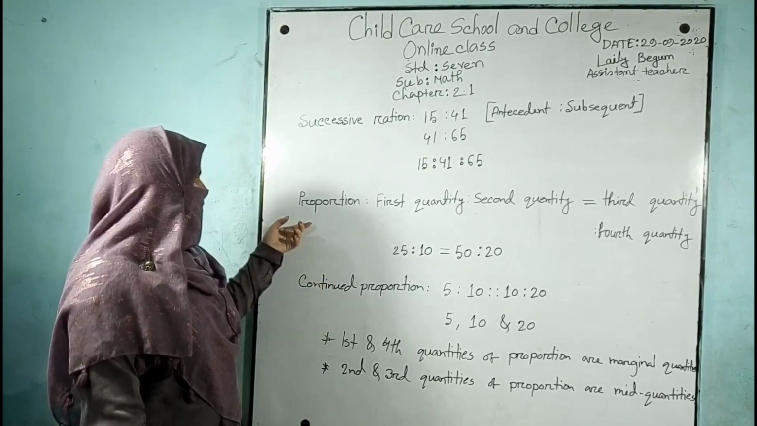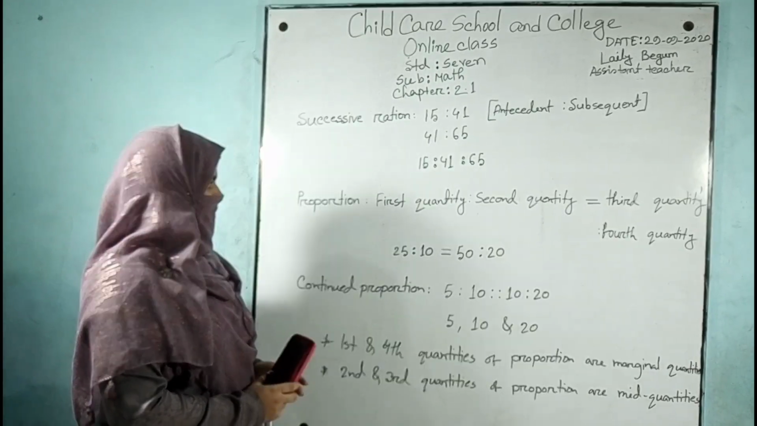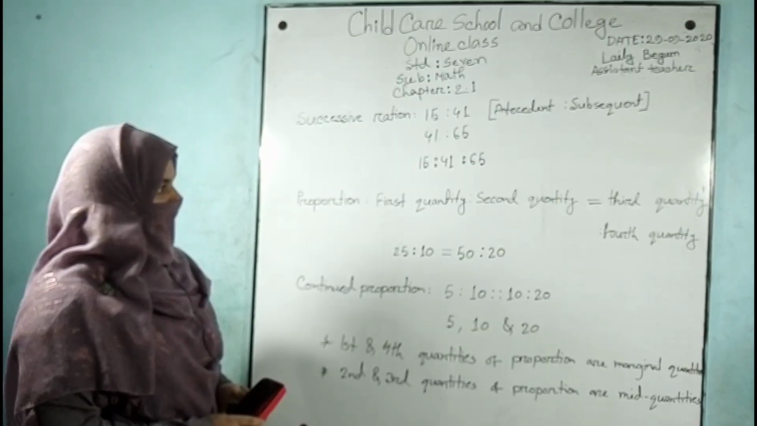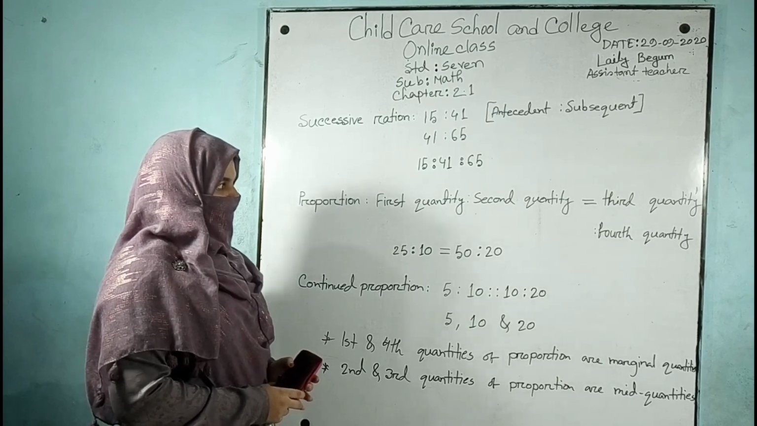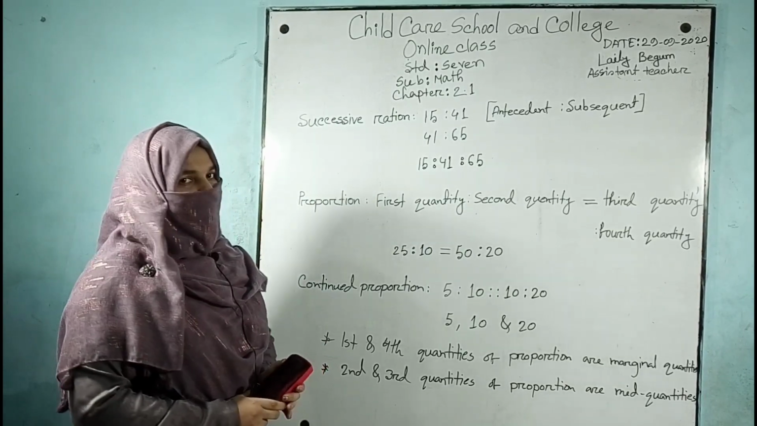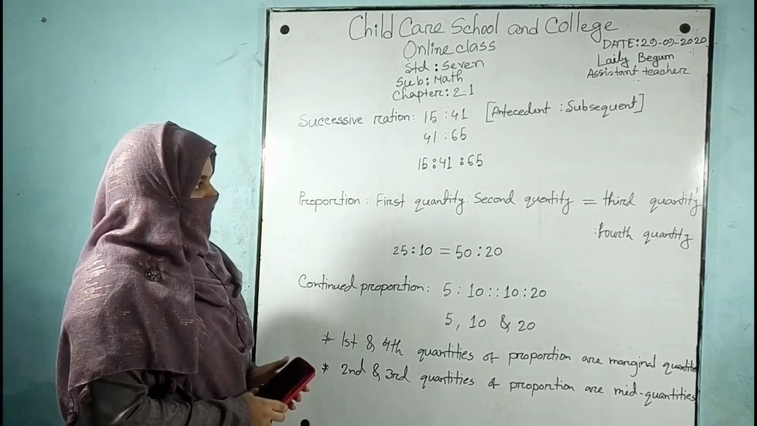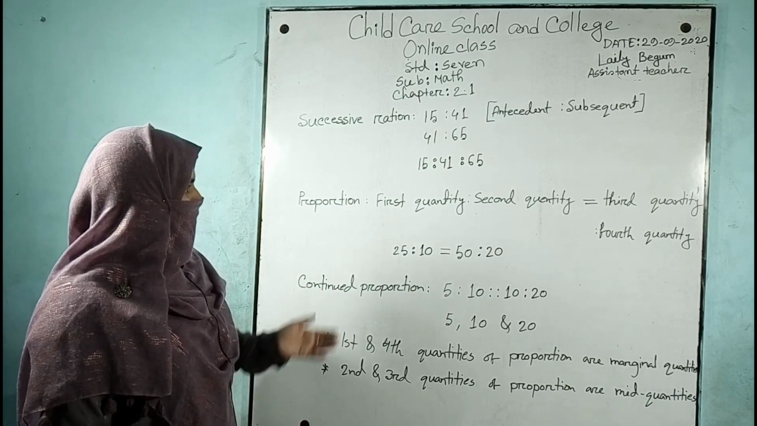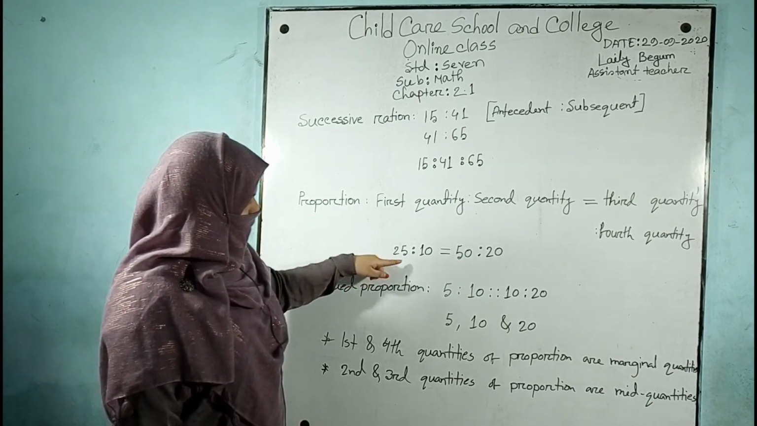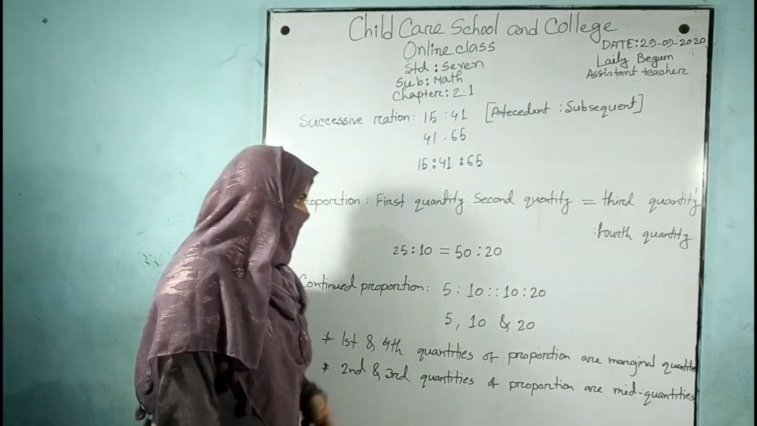And second is proportion. Proportion means the first and second quantities of one ratio and the third and fourth quantities of the other ratio are equal. We call this a proportion, and this is 2:5 :: 10:25, or 5:10 :: 20:40.